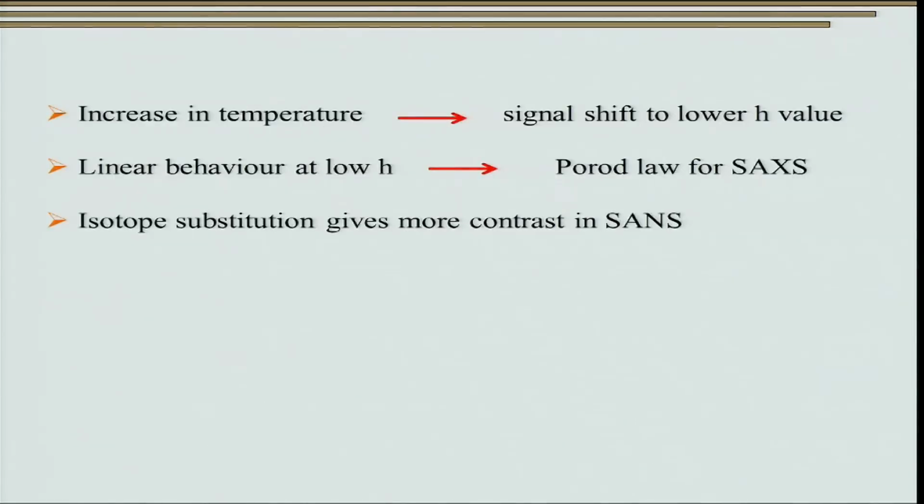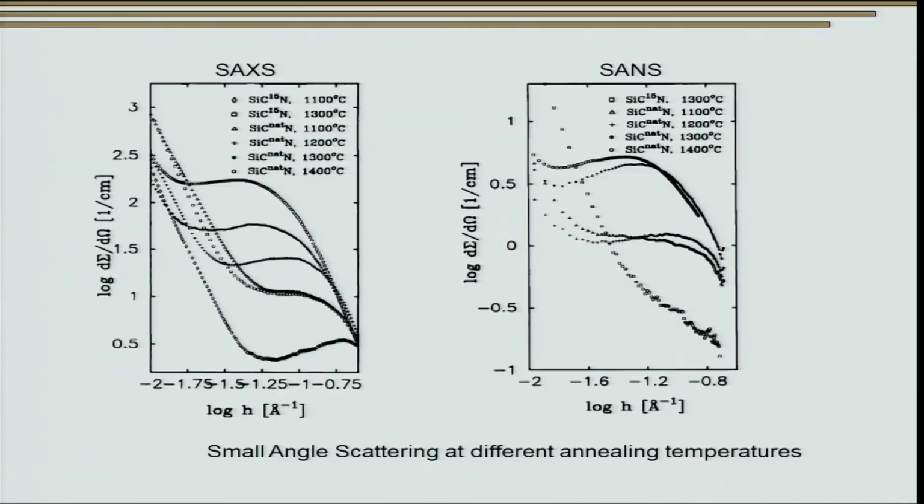We saw that increase in temperature led to the signal shifting to lower H values. Now, this H is similar to Q or K that we had used. Now, even then at low K, or low H, we saw a linear behavior which is similar to the Porod regime. Now, here you see, here we do not see that, right. So, you see the contrast. So, we are getting different information from these two scans, though the range of the Q is the same.